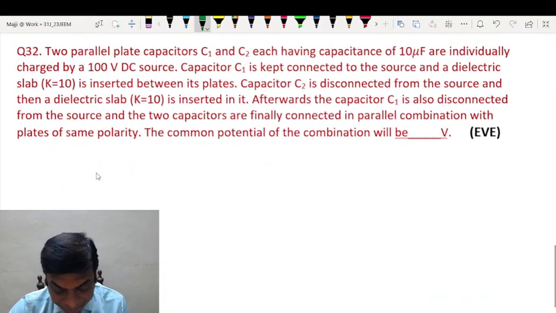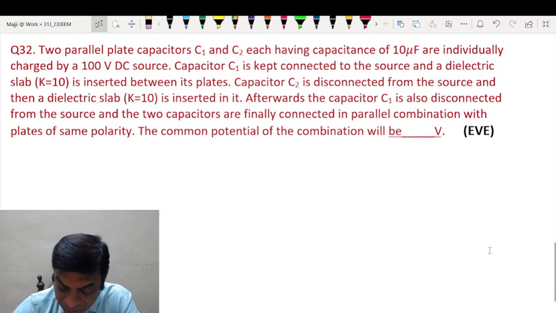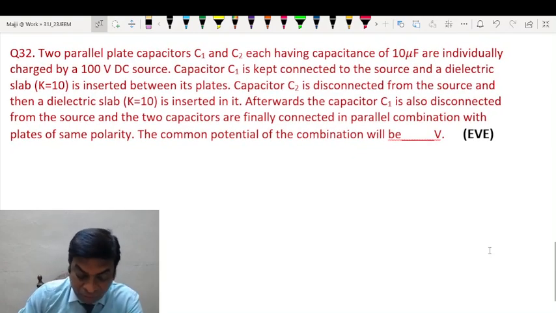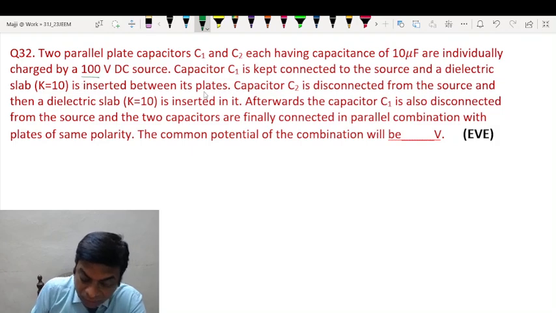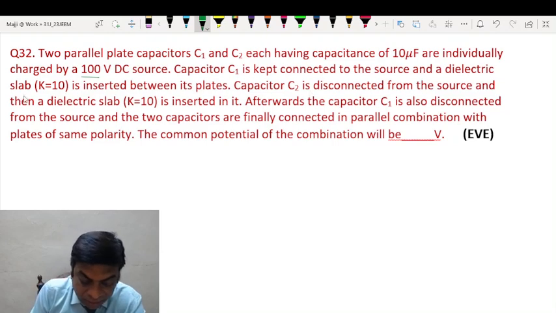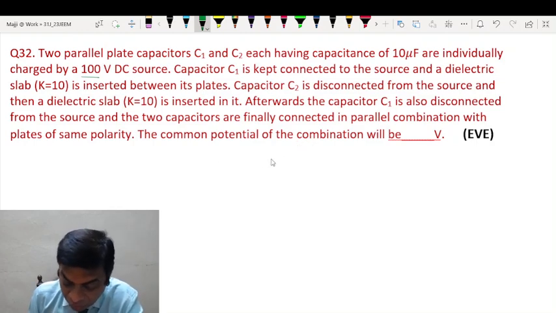Moving to the next question. Two parallel plate capacitors C1 and C2 each having capacitance this much are individually charged by a 100-volt DC source. Capacitor C1 is kept connected to the source and a dielectric slab is inserted between the plates. Capacitor C2 is disconnected from the source and then a dielectric slab is inserted in it. Afterwards, the capacitor C1 is also disconnected from the source and the two capacitors are finally connected in parallel combination. Find the common potential.